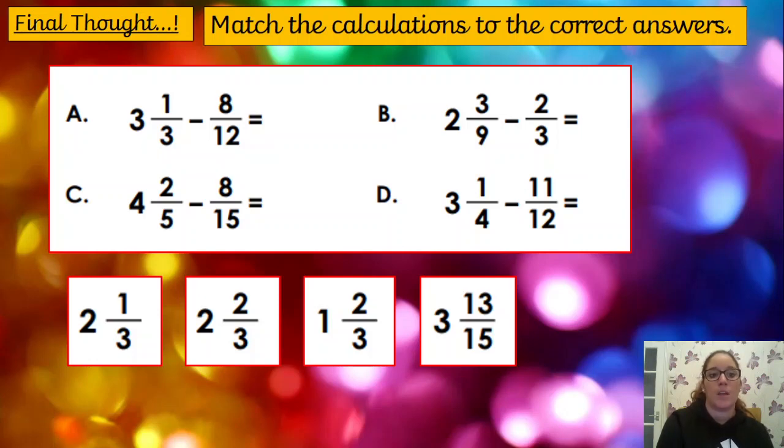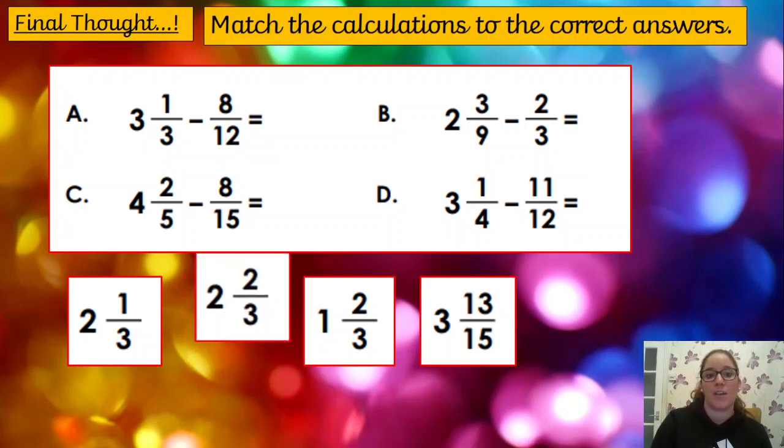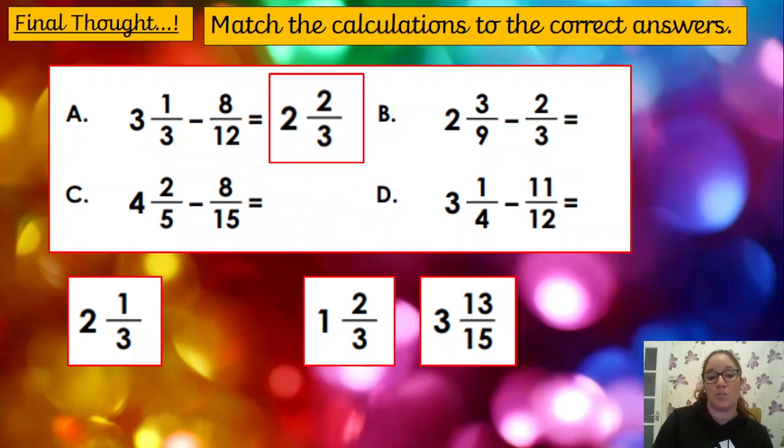Okay, so A, 3 1/3 take away 8/12. Okay, so you should have used the method that we've just been doing to find that the answer is 2 2/3. Okay, so the answer you might have might be in 12ths, but if you can simplify it will take it down to 2 2/3.